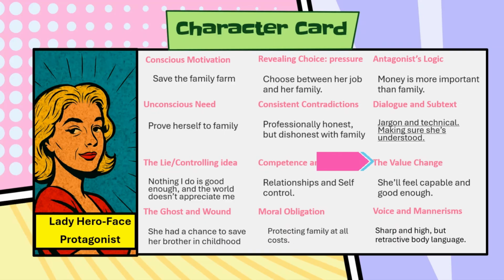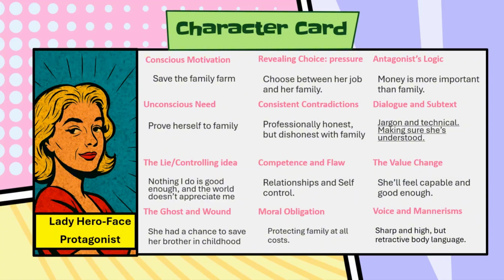The value change. What will she go through by the end of this story? She's going to feel at least slightly capable and maybe good enough for her family. Her voice and mannerisms, she has sharp and high tones, but she has retractive body language. So there's another contradiction right in there. She speaks jargon, technical because she wants to be understood. She speaks sharp and high to be heard, but she has retractive body language. She hides herself away, so it's hard to take her seriously.